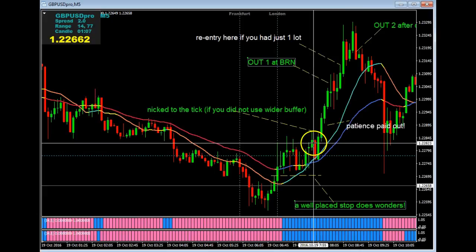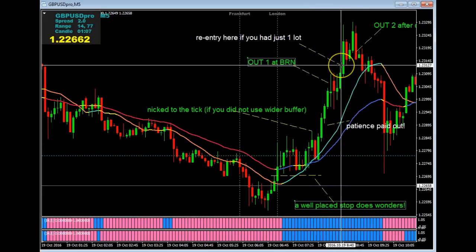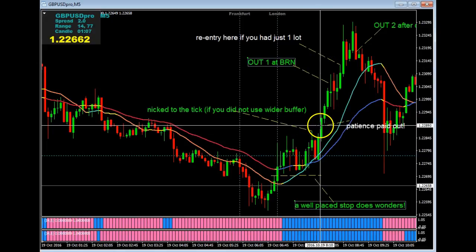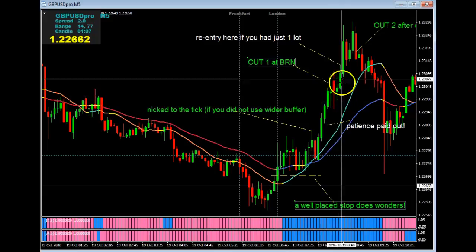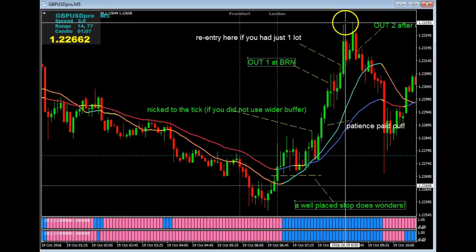If you just had one lot, obviously you could have a re-entry possibility here. So you entered here or here. You got to the big round number here. The market is creating this range here, and then it breaks out again. So you could have got in here and got your 10 points here.